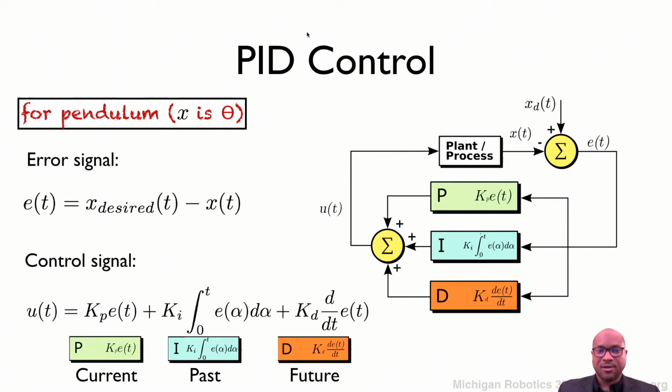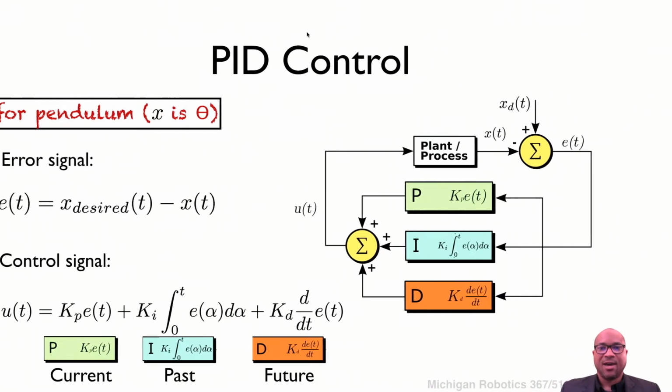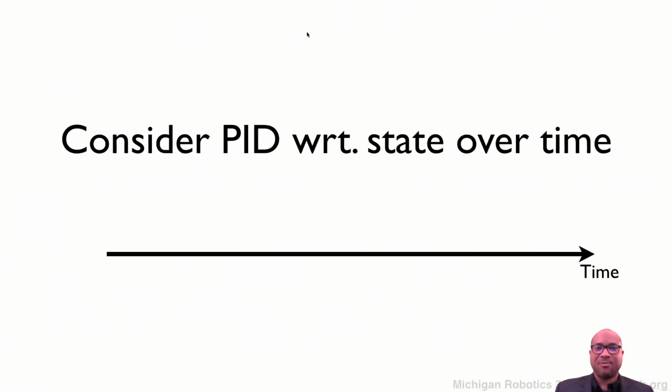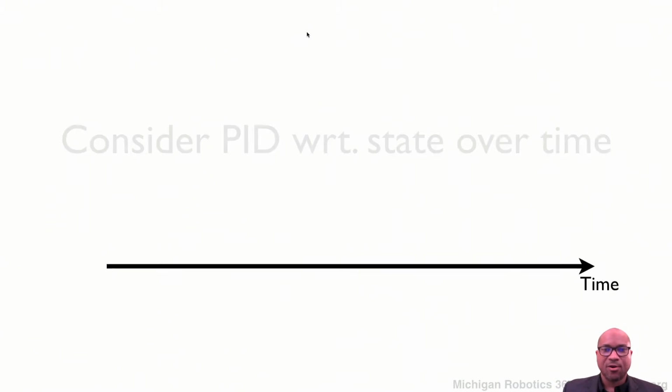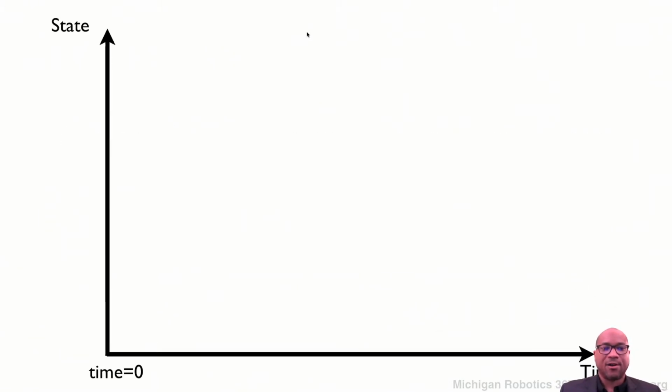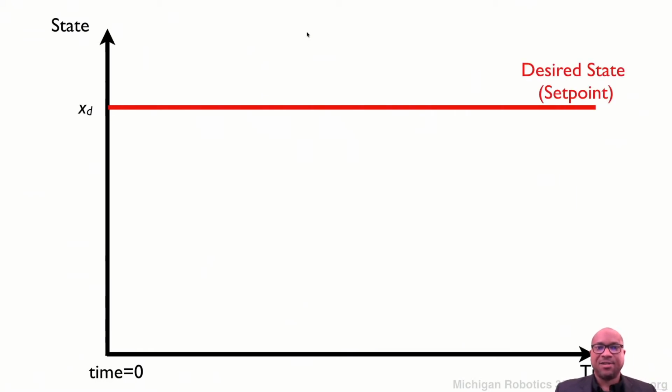Instead of trying to go through that equation, let's look at it from a more intuitive perspective. Let's consider how PID behaves with respect to the state over time. If we look at time on our horizontal axis, starting at time 0, and on our vertical axis we have the state of our system. Our desired state xd, let's assume, stays constant. So we'll have a constant desired state that is our set point xd.